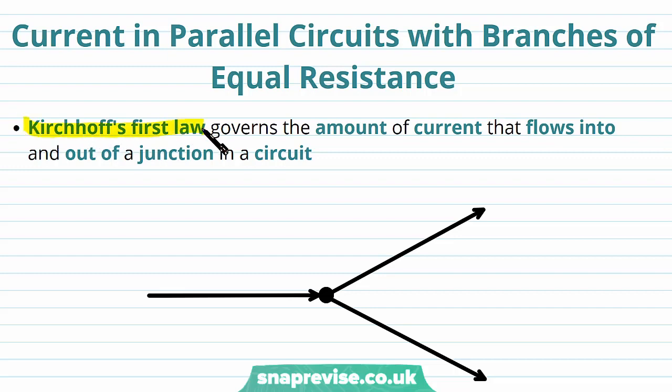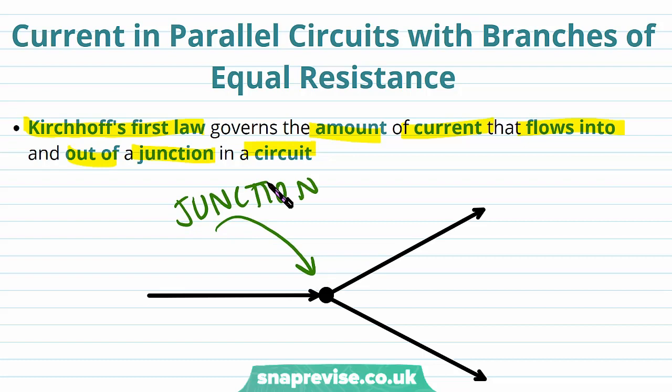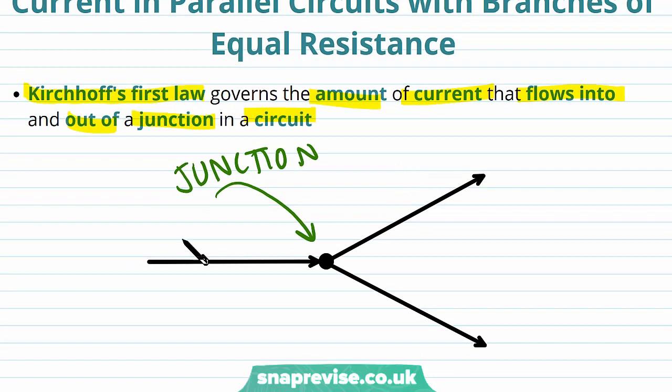Kirchhoff's first law governs the amount of current that flows into and out of a junction in a circuit. So this here is considered a junction. It's where we have a split in our circuit and our circuit splits into two different branches. So the current going into our junction is equal to the current coming out of our junction. So we say current in is equal to current out.